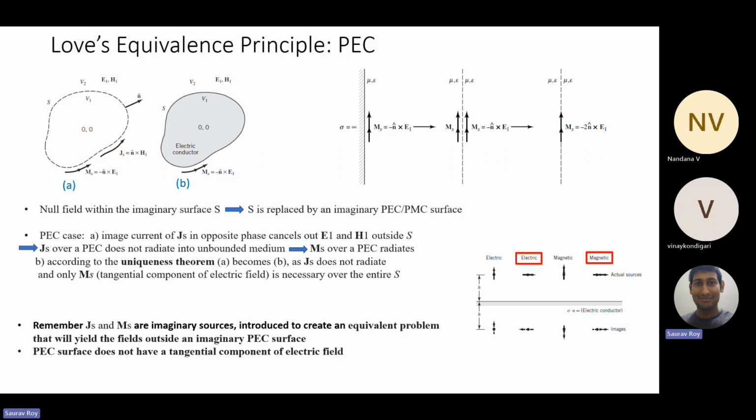One thing you must also notice: initially in the first picture there are two media, the right side is mu and epsilon and the left side is sigma equals infinity. But now you see the second picture in the middle: the moment we take the image source into account, we don't need sigma equals infinity anymore.